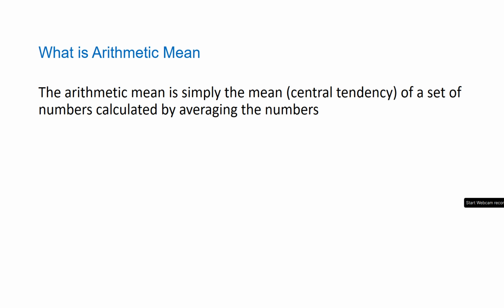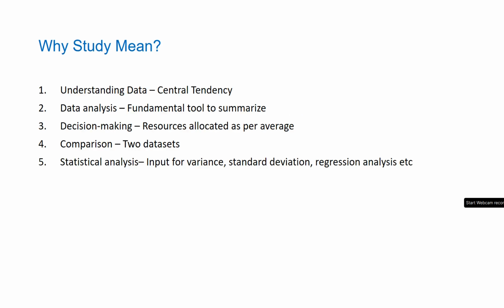What is arithmetic mean? The arithmetic mean is simply the mean or the central tendency of a set of numbers, calculated by averaging the numbers. We have different types of mean. It could be harmonic or geometric mean, but 90% of the time we use the arithmetic mean. Now, why study mean?